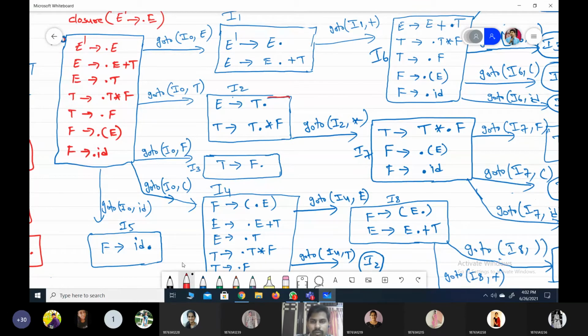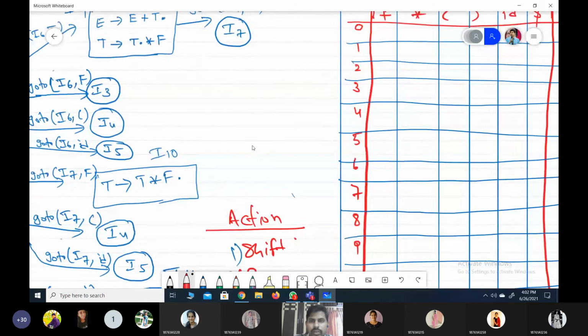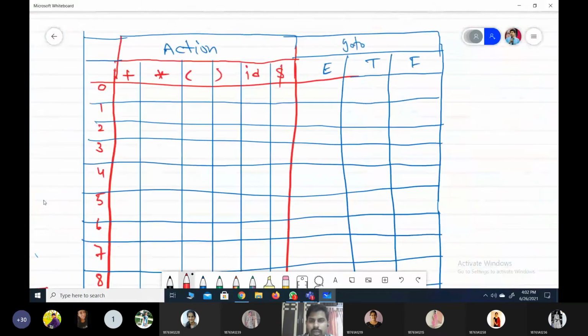Now I would like to fill the entries of the zeroth item set. On the zeroth state, if E is applied, then I am moving to the state I1. Simply I am writing the state number 1. If T is applied, then I am moving to item state 2. If F is applied, then I am moving to state number 3. You have to write the state numbers only: 1, 2, 3. That's enough. First, we will go with the goto part. Is it okay, everyone?